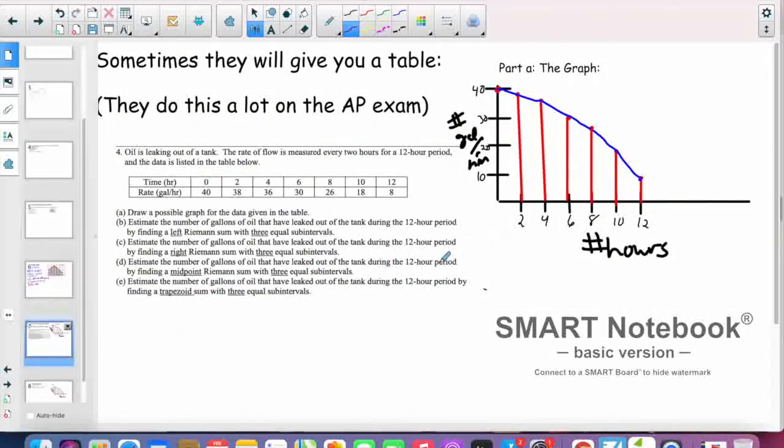And then the last example is the same example we started with earlier. This time, though, we are going to find D, estimate the number of gallons of oil that have leaked out of the tank during the 12-hour period by finding the trapezoid sum with 3 equal subintervals. So we're going to separate this again into 3 equal subintervals and figure out its sum using the trapezoid rule.